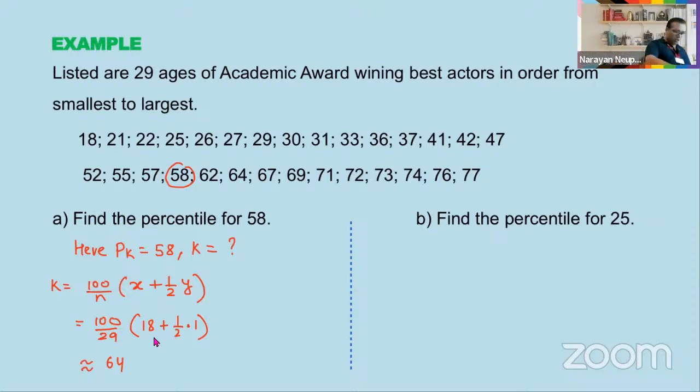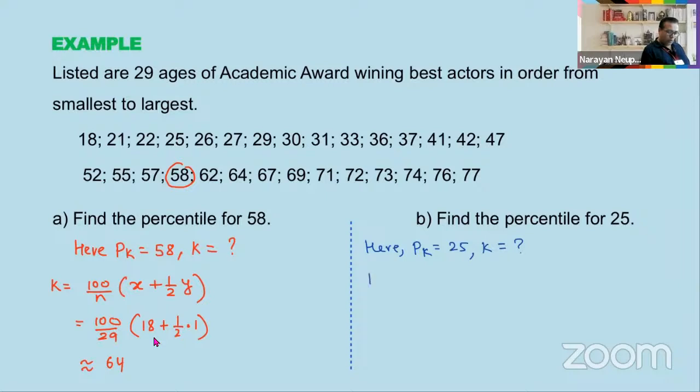Okay, do you get anything special on that? Is the value a whole number? What do you get this time? A decimal? Let's quickly check it. So here, Pk is equal to 25. The percentile value is 25. We have to find the K for that.